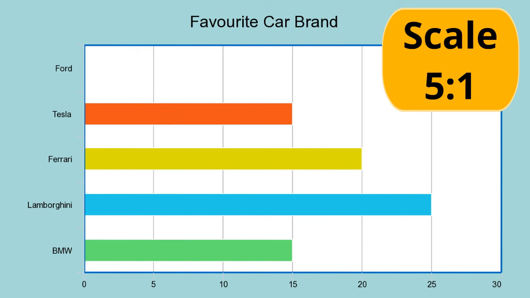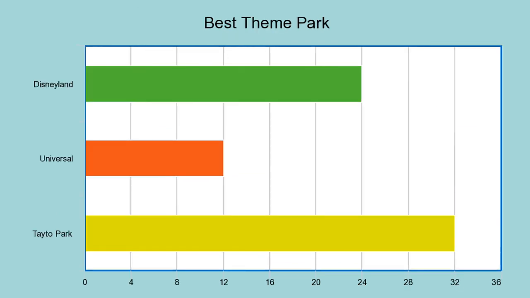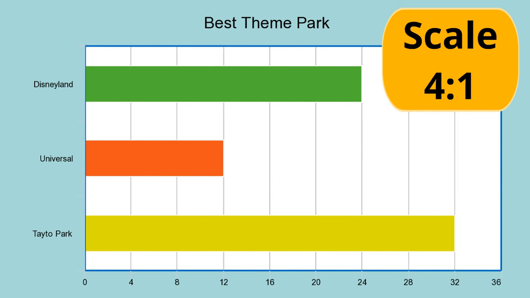Let's try another horizontal bar chart. Take a look at this one here. This chart shows the best theme parks in the world, as voted by somebody. Pause the video and see if you can figure out what the scale of this bar chart is. Well, if you look carefully, you'd see that we're jumping up in fours. So the scale of this bar chart is 4 to 1.